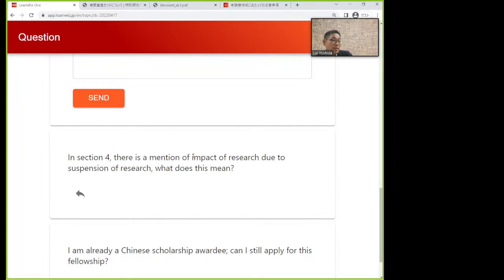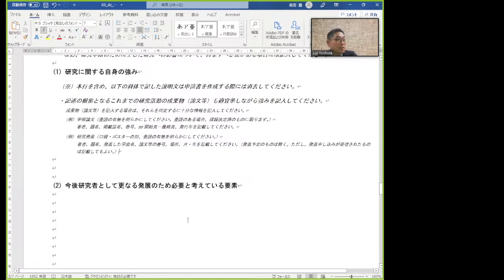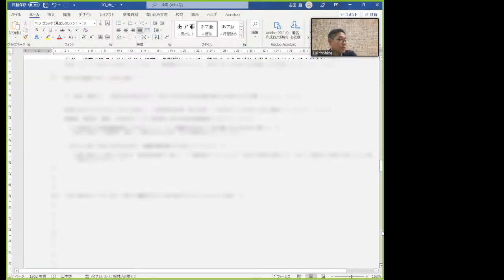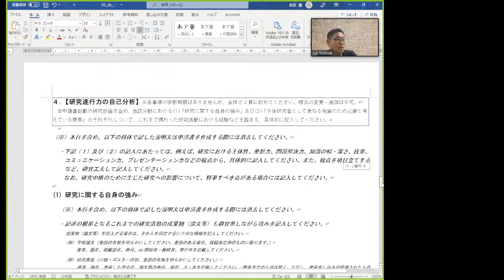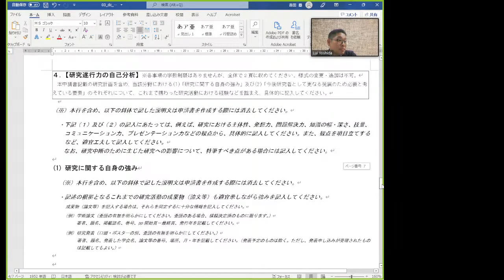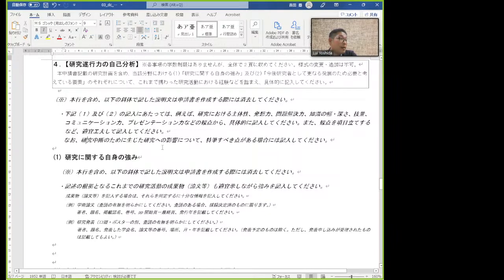In section 4, there is a mention of the impact of research due to suspension of research. What do you mean by this? Is there any suspension? I will check. Number 4, suspension. This one. Yeah. Maybe this is related to COVID-19, and if you suspend your research due to special issues, please write it here. So maybe it's like an excuse for COVID-19.